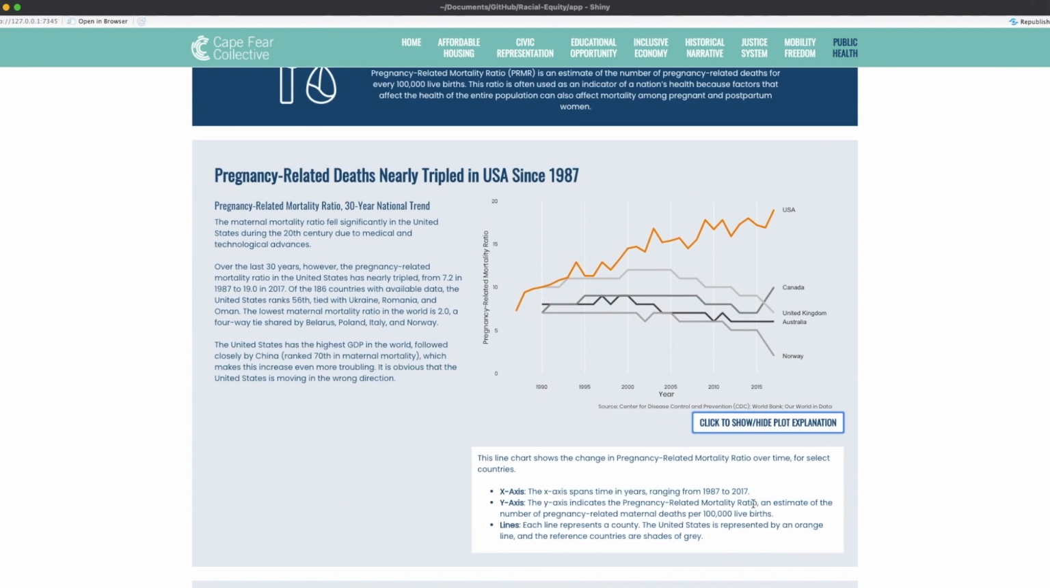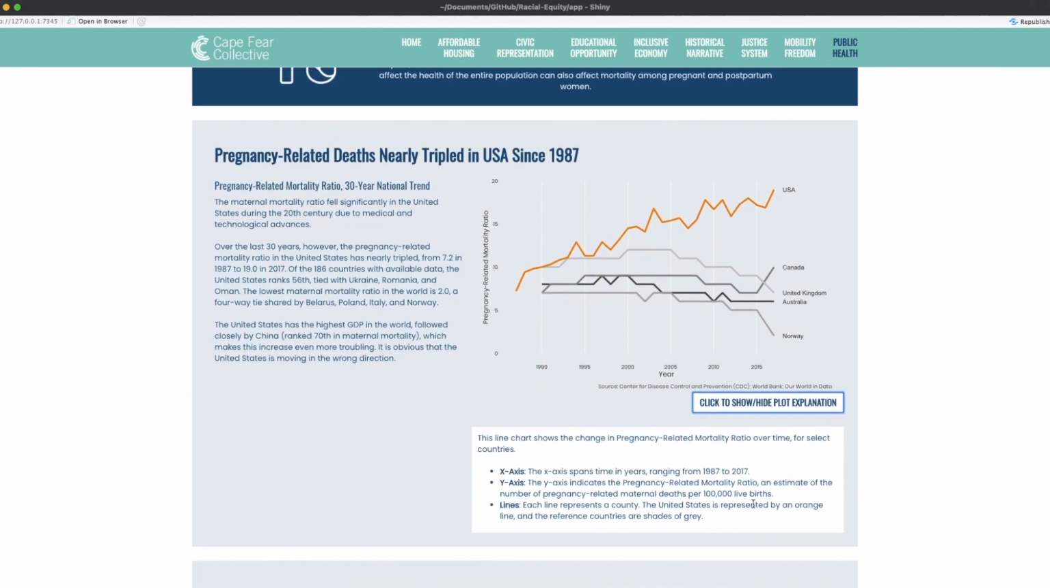This plot shows the 30-year trend of the pregnancy-related mortality ratio of the U.S. compared to select economic peers. Though these 5 nations began the 90s at the same level, the U.S. has since deviated from the pack, nearly tripling its maternal mortality. The country is currently 56th in the world.